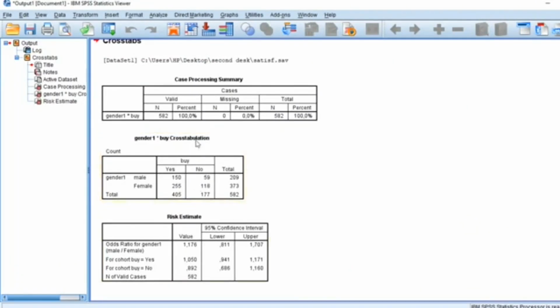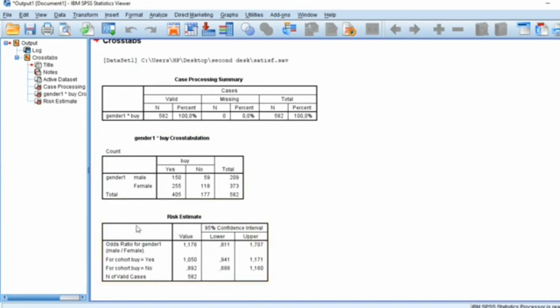I have a crosstab here which represents the crosstab of buy and gender. In the estimate here we have the odds ratio for gender. The odds ratio of male by female is 1.176. If you consider that this odds ratio is significant, it means that men are more likely to buy than women. The interpretation of our odds ratio of 1.176 here is that men are 1.176 times more likely to buy the product than women.